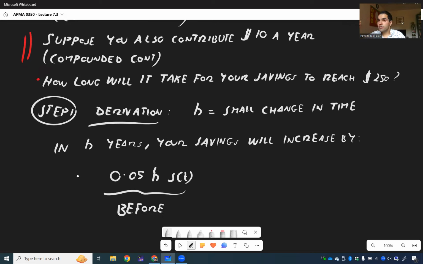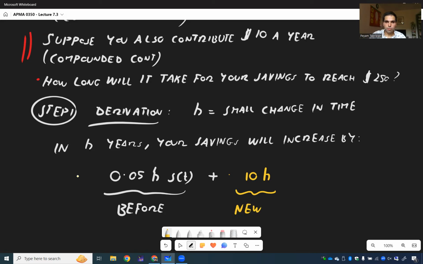Then 5%, small increment, depends on how much savings you have. But now, because you're also contributing, there's an extra small change. Of course, since you're putting a little bit of money at every step, it depends on h. And since you're contributing $10, it should depend on 10. But this new term does not depend on how much savings you have. Because think about it, if you have $1,000 or $10 or $1 million, you would still contribute just part of the $10. That's constant.